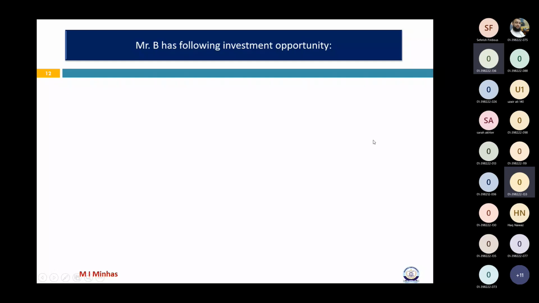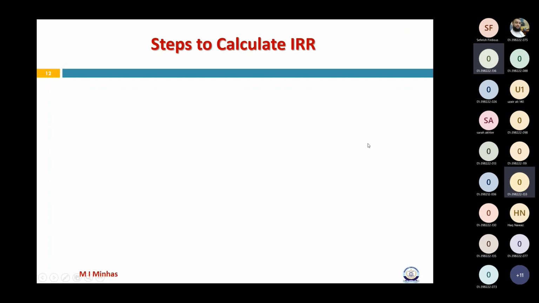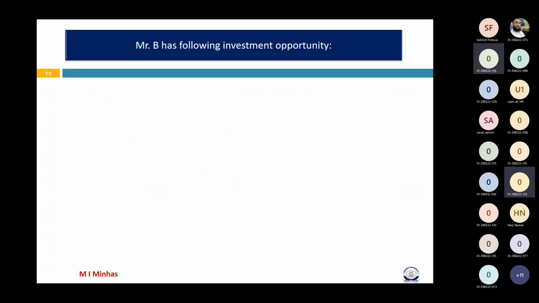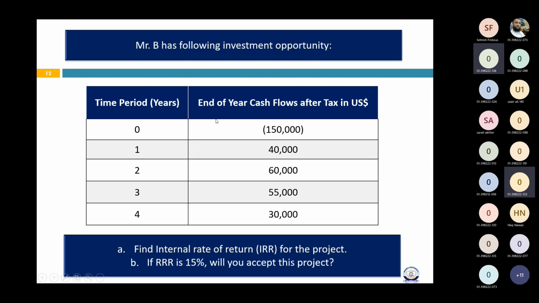Let's try to solve one example now, in which we'll follow all the steps that we studied before the break. Mr. B has the following investment opportunity. This is the time period, like year 1, 2, 3, 4, and here are the end-of-year cash flows after tax. Now find the internal rate of return of the project.